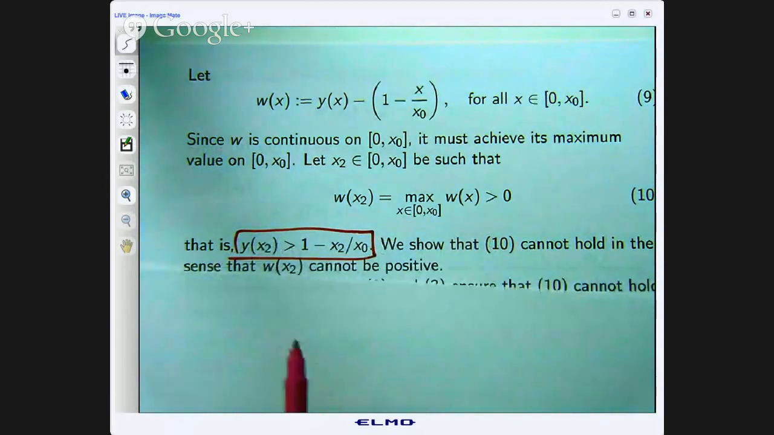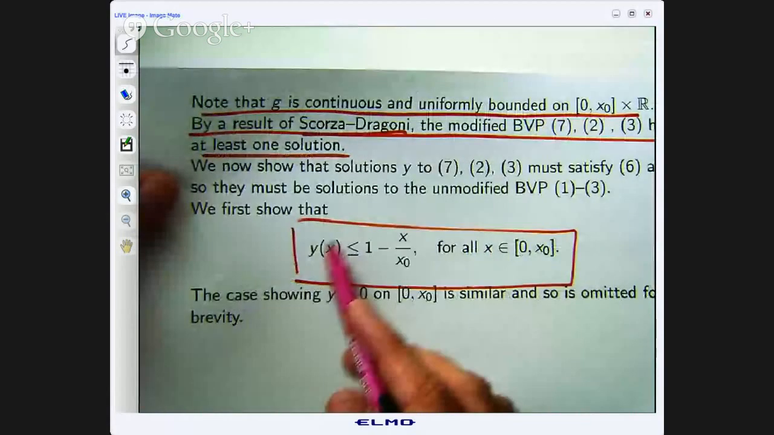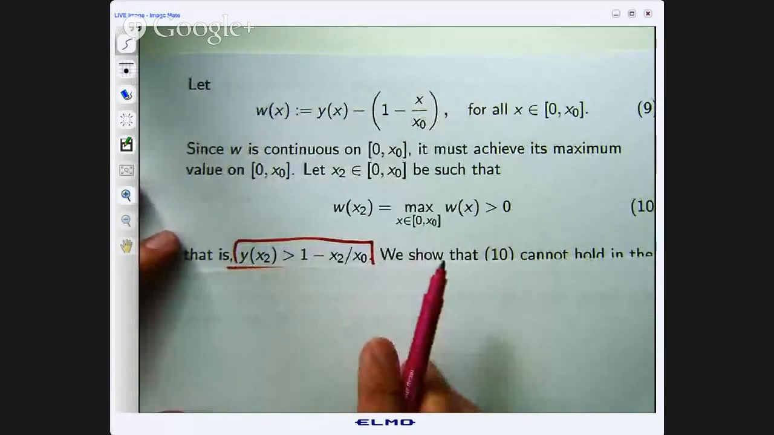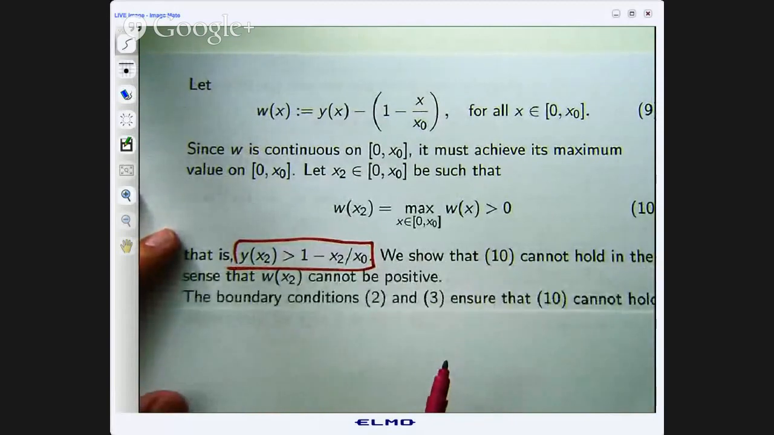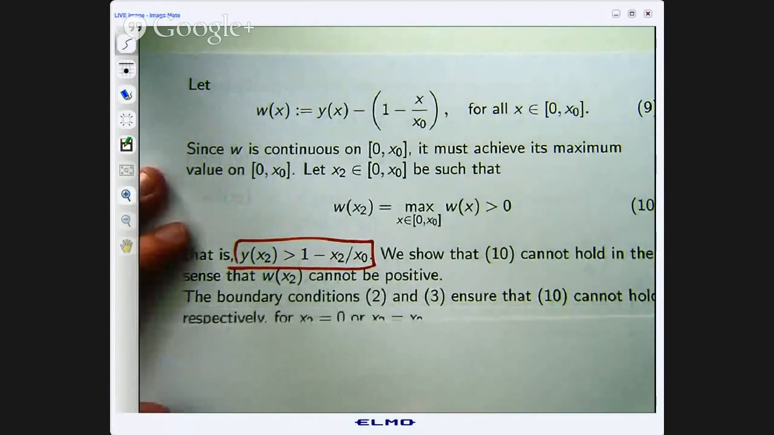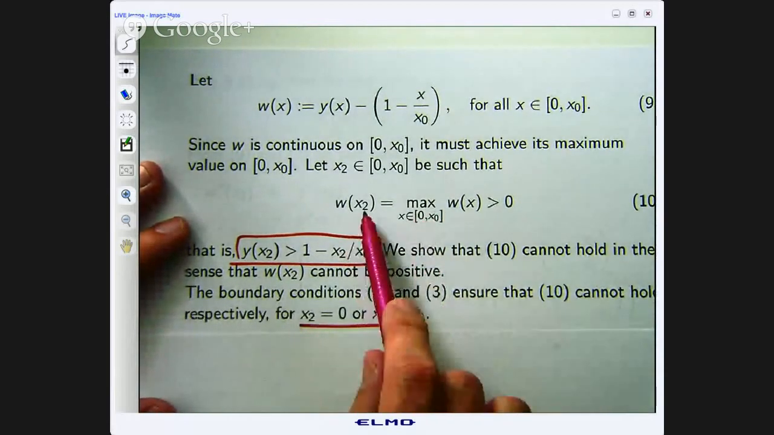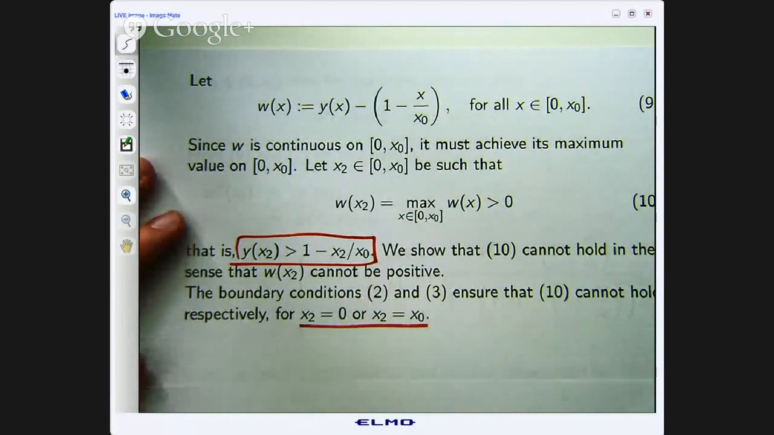So we're sort of arguing by contradiction here. We're assuming that this doesn't hold for some x2 point, which is the maximum value and is a positive value of W. So we'll show that we reach a contradiction. All right, and again, similar to the proof of theorem 1, if you look at the boundary conditions, the x2 point cannot be the left-hand endpoint of the interval or the right-hand endpoint of the interval. Okay?